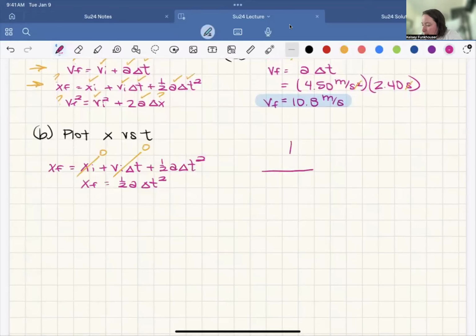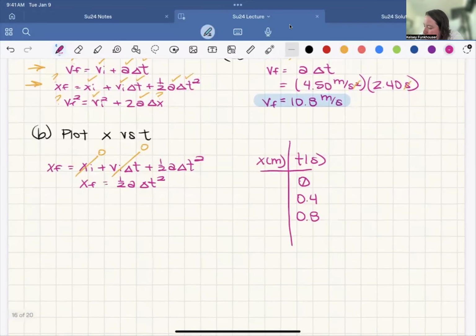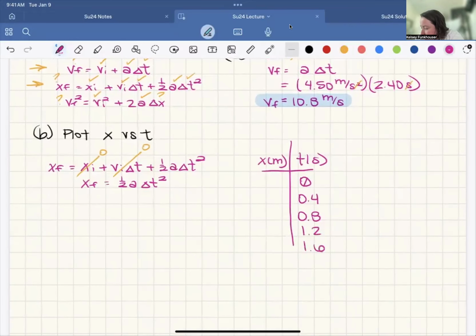So unless the problem actually specifies, which this one doesn't, we're going to have position in meters and time in seconds. And I'm just going to list our little time chunks. Initially we're at 0, then 0.4, 0.8, 1.2, 1.6, 2.0, and finally 2.4. So again, that's just counting by 0.4 seconds. And now we just calculate with those different time intervals.